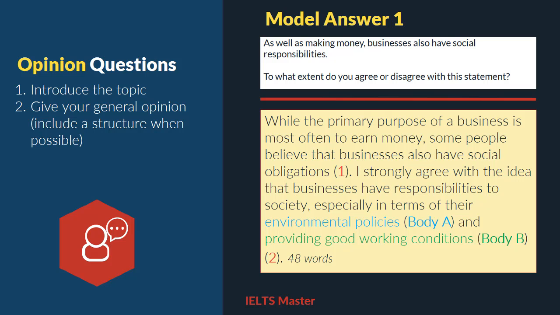Interesting. So in this first sentence, I'm writing the topic in my own words. They say, as well as making money, businesses also have social responsibilities. Instead of making money, I wrote earn money. Instead of social responsibilities, I wrote social obligations. I know that these mean the same thing because I've practiced English a lot.